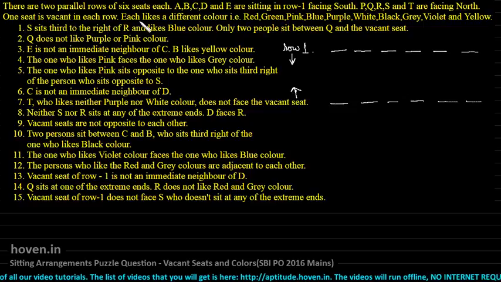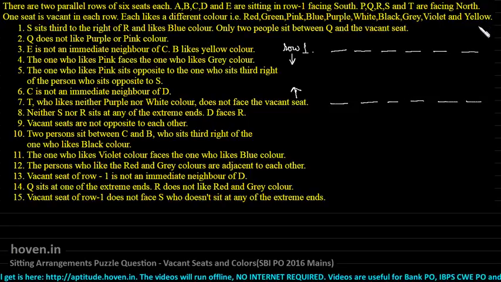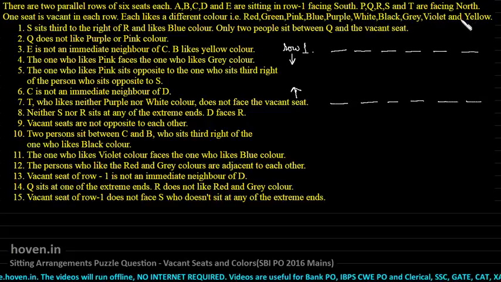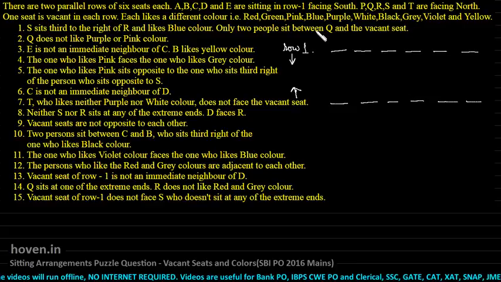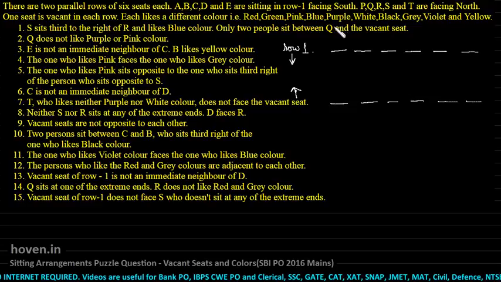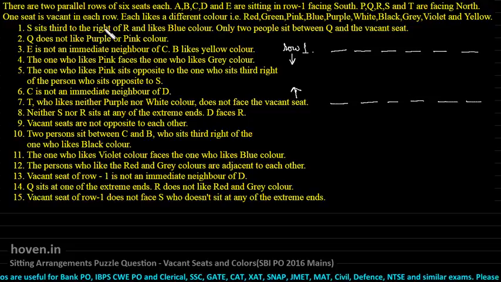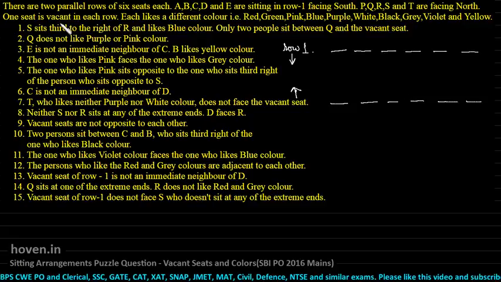Each likes a different color, that is red, green, pink, blue, purple, white, black, grey, violet and yellow. Various colors have been given to us. These colors are 1, 2, 3, 4, 5, 6, 7, 8, 9, 10. This means 5 persons on one side have 5 colors, and 5 persons on the other side have another 5 colors. 10 persons, 10 colors. And one seat is vacant in each row. This means there is no person there and there is no color also there. So this simplifies things for us a bit.